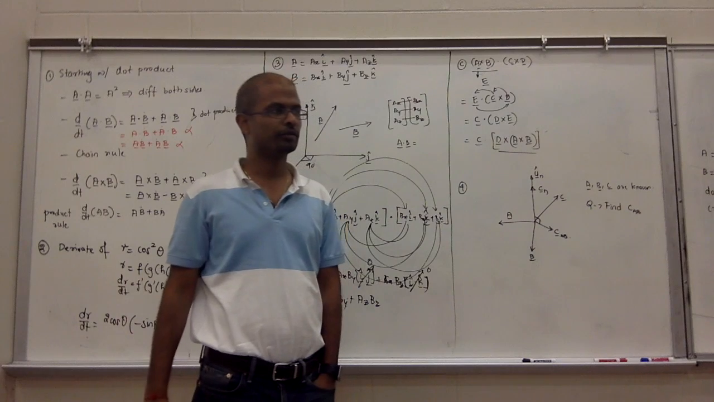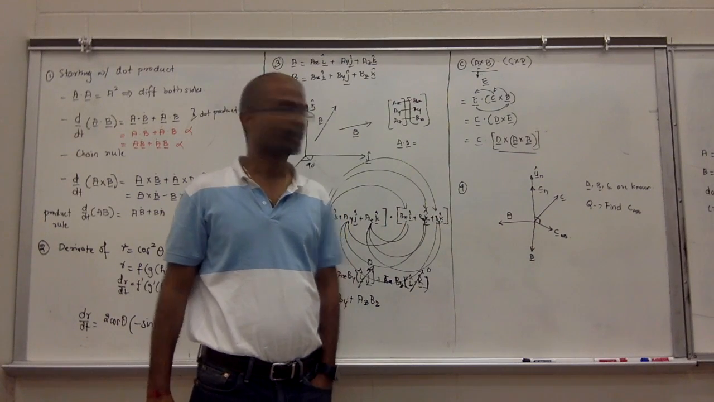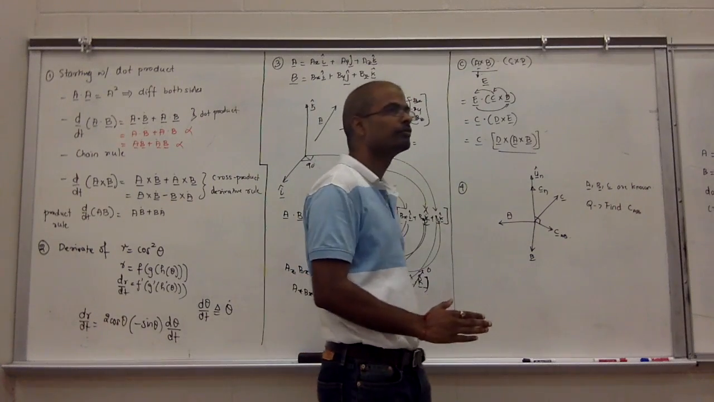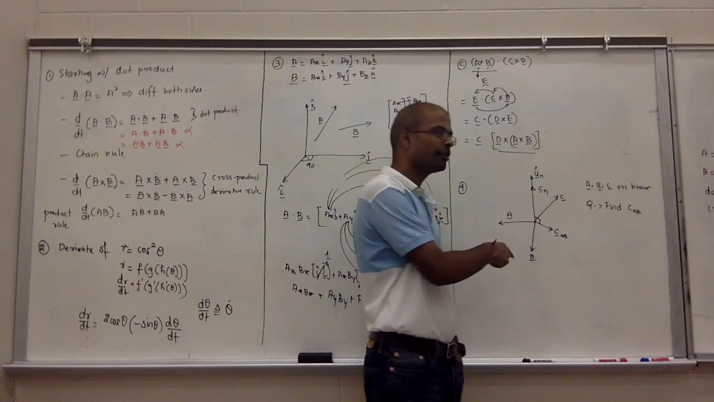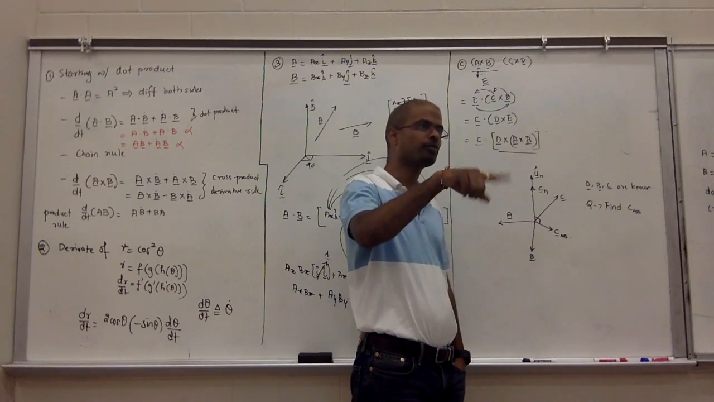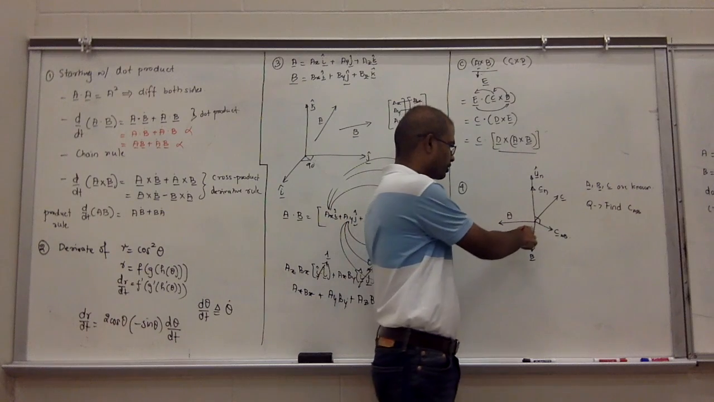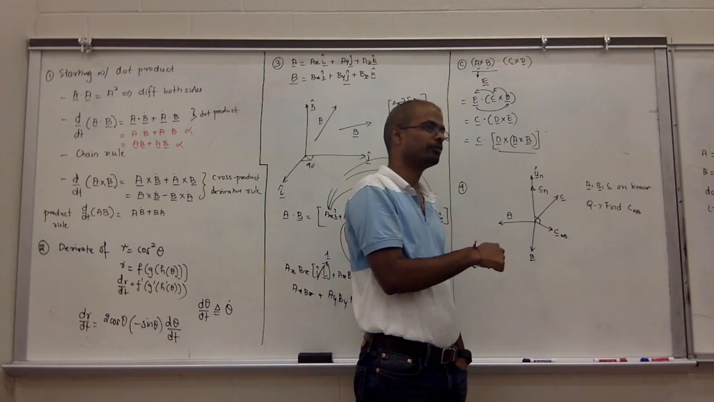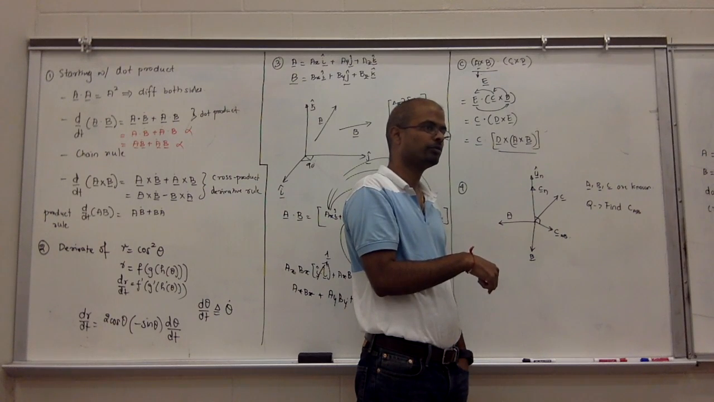How do you find U_N? You want the unit vector, right? That's a unit vector: the cross product of A and B, divided by the cross product of A and B. See, the cross product will give you a vector in that direction, but you want a unit vector in that direction. So you divide by the magnitude.